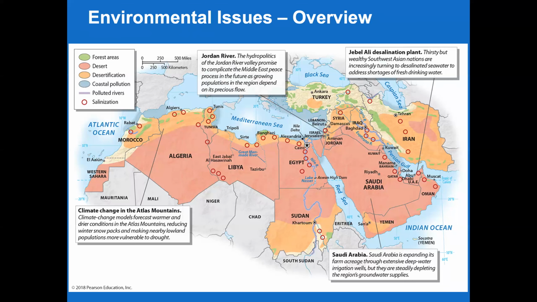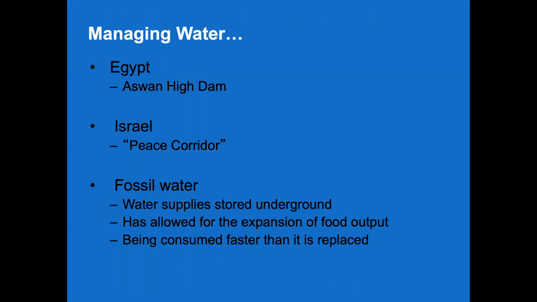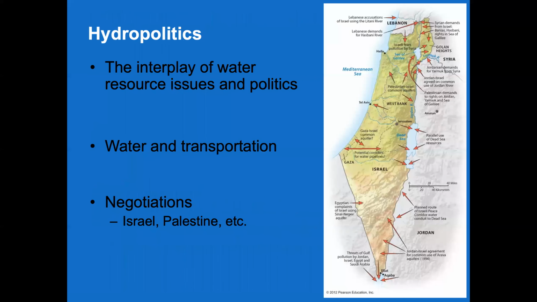Some of the environmental issues. Desertification is the big one in this region, and water access. So managing water is a big deal, whether it be fossil water, which is water that's underground in places like Israel, the West Bank, and that very, very touchy subject of land in what we call Israel, the West Bank, Palestine, that whole region.